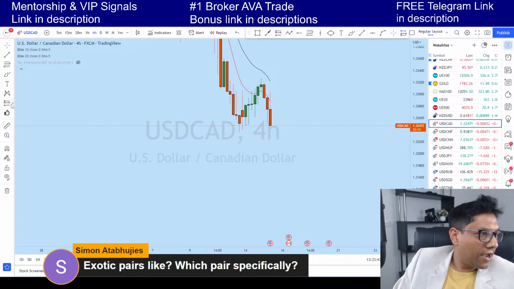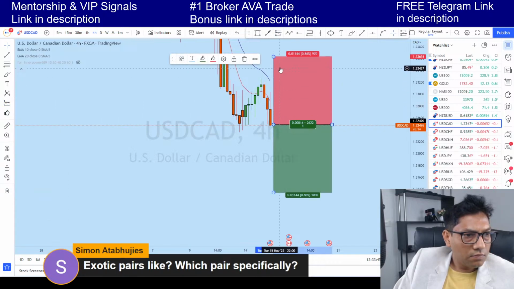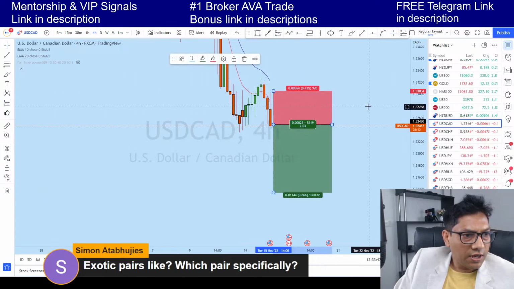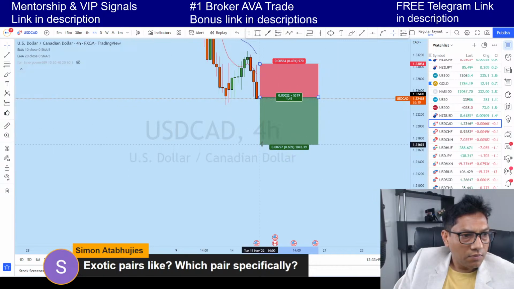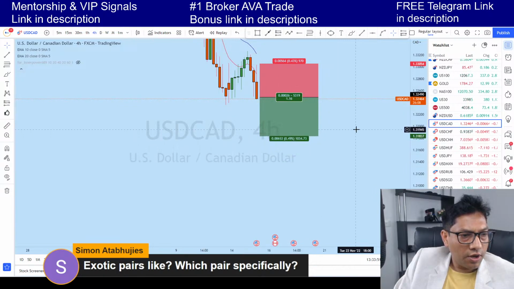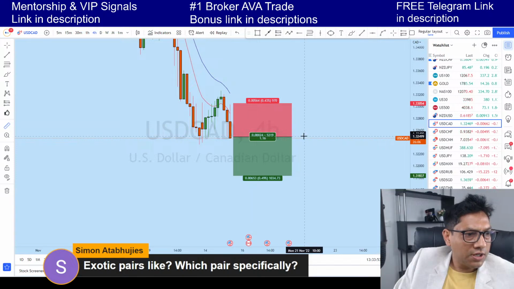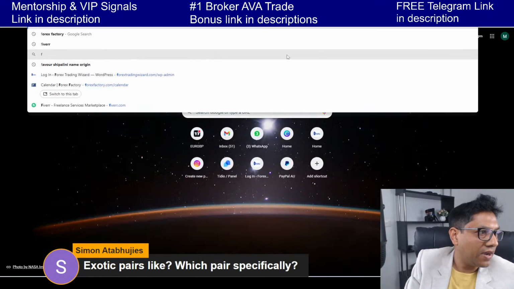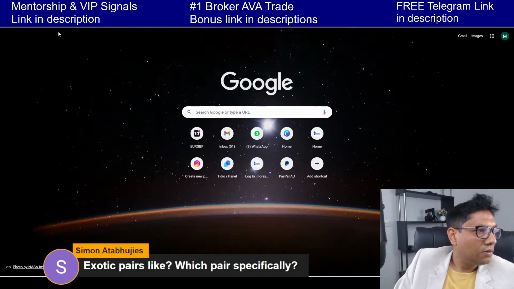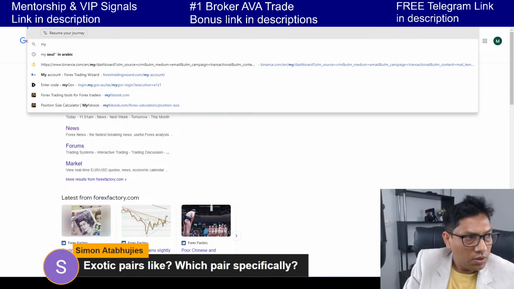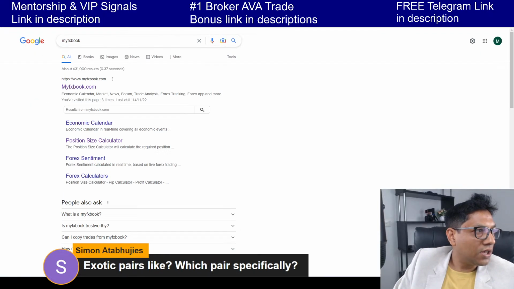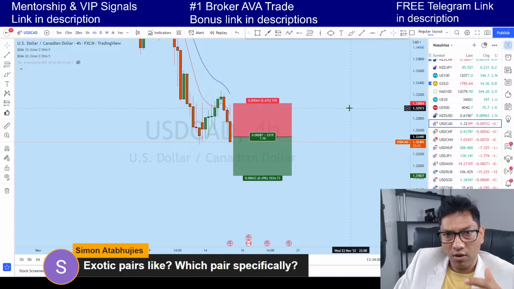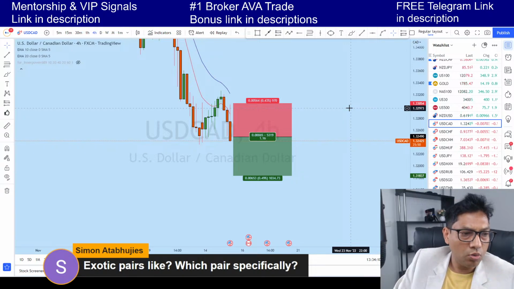Okay, sell USD CAD, sell USD CAD 1 to 1. Okay, so stop loss is around 56 pips. If I go to myfxbook.com, for lot size, not more than 0.01 lot, sell not more than 0.01 lot in a demo account, USD CAD.